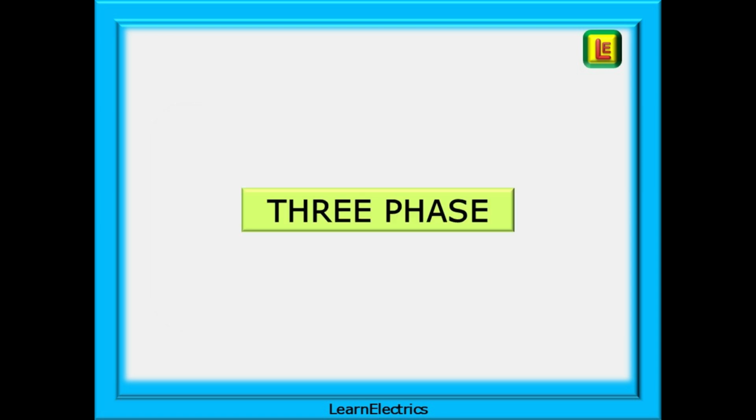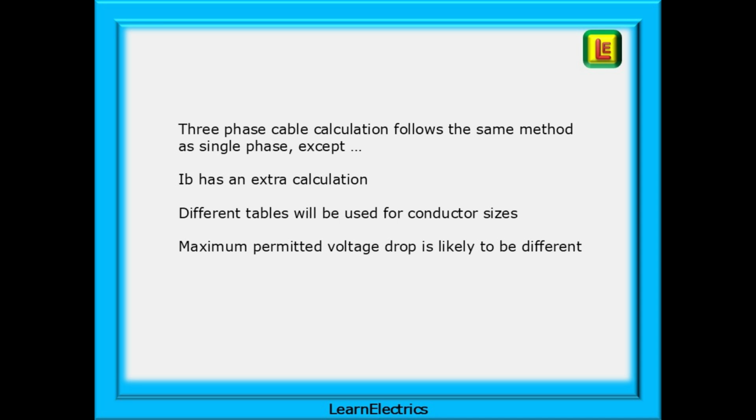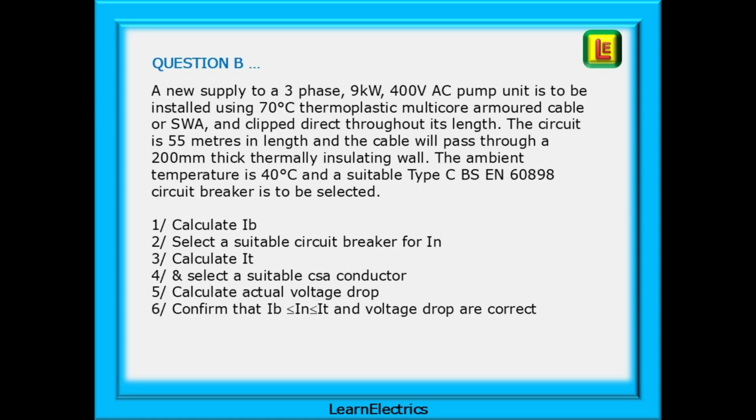Now we can look at three-phase cable selection, and it really is very easy. Three-phase cable calculation follows the same method as single-phase, except IB has an extra calculation. Different tables will be used for conductor sizes, and the maximum permitted voltage drop is likely to be different. Again, let's have a question to demonstrate this.